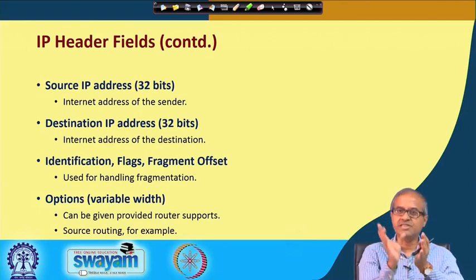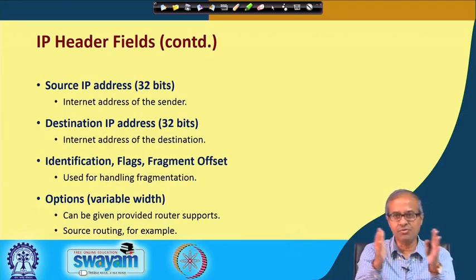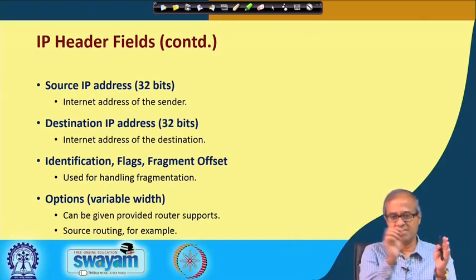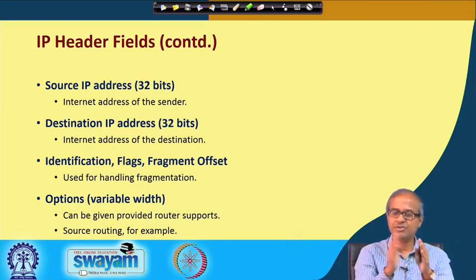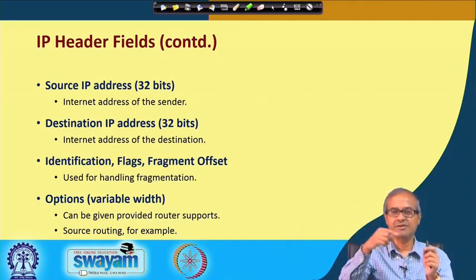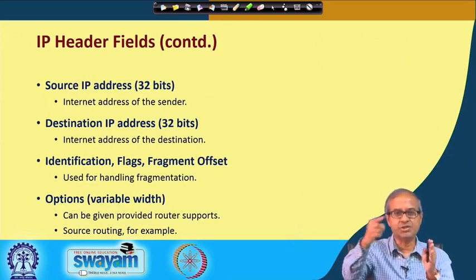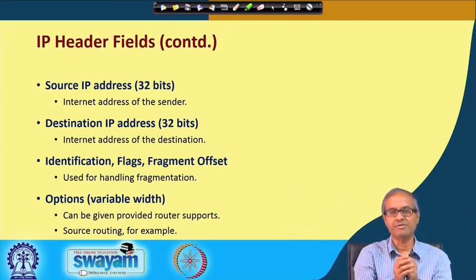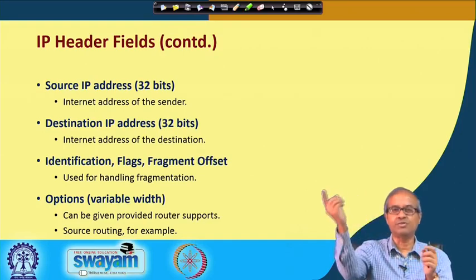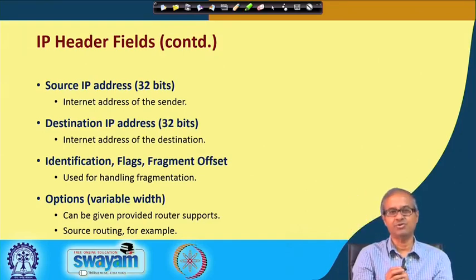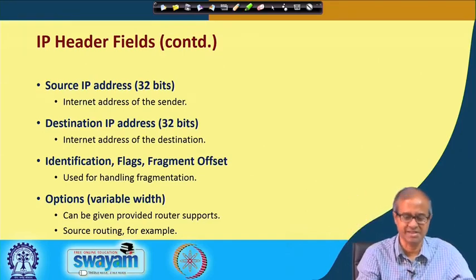That means the source is specifying the route. To specify that route you need longer information. So, this options field can be used to specify the sequence of IP addresses of routers which has to be followed to go to the destination. This is called source routing. So, these options are there.